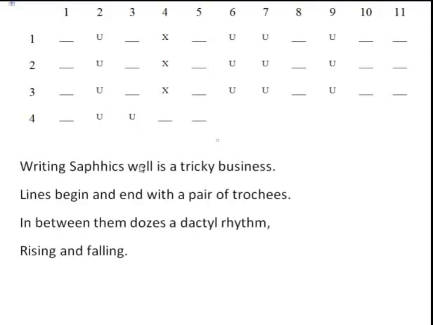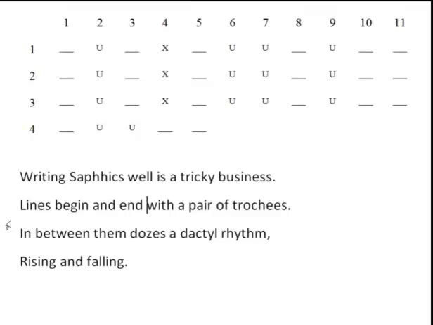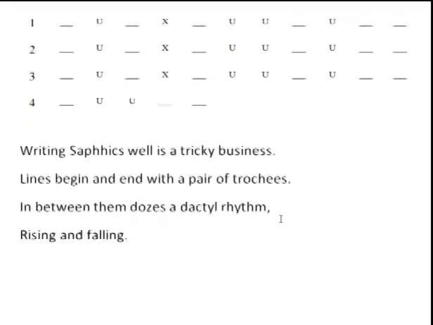Okay, here's one right here. I hope you can see this all right. Remember the meter is da di da di da di di da di da da. So, writing sapphics well is a tricky business. Lines begin and end with a pair of trochees. This is very clever. In between them dozes a dactyl rhythm, rising and falling, rising and falling.